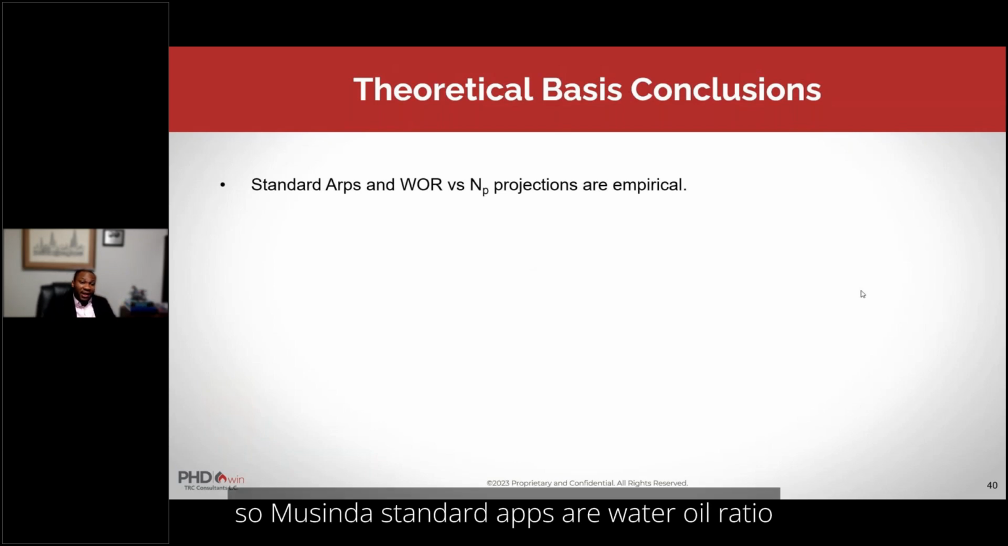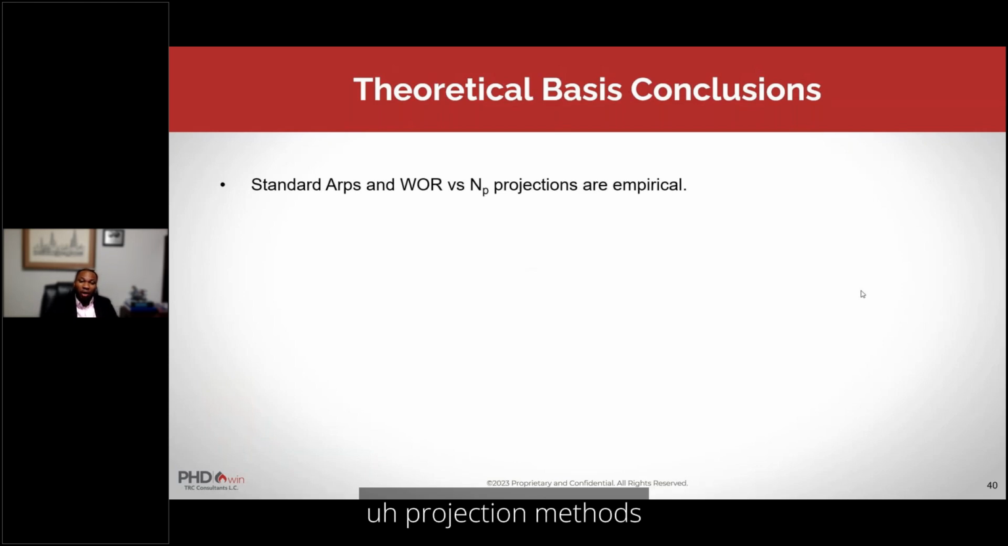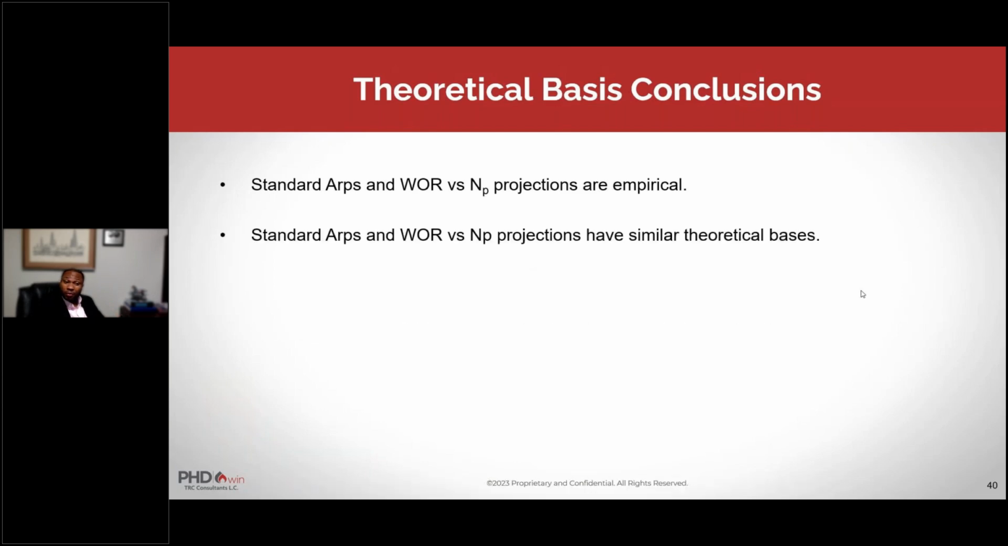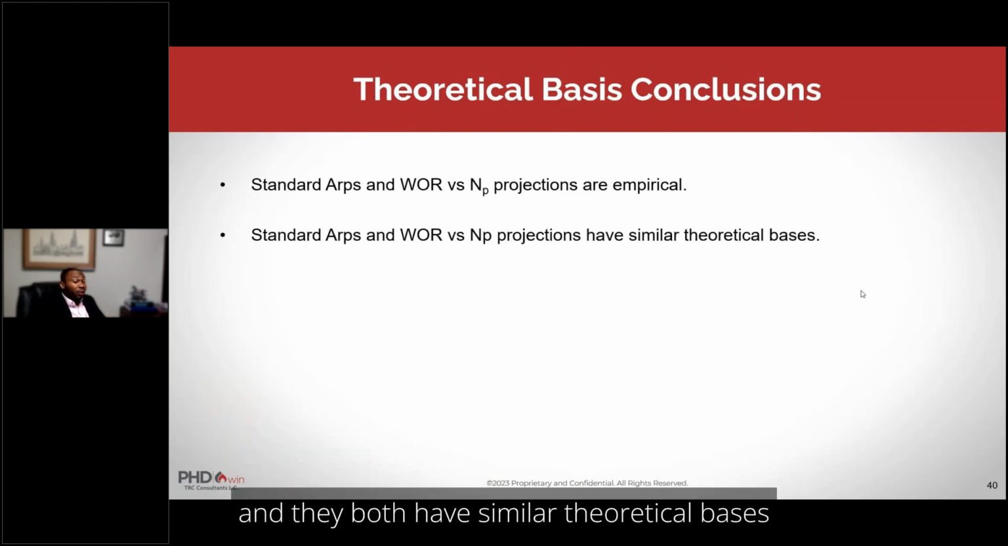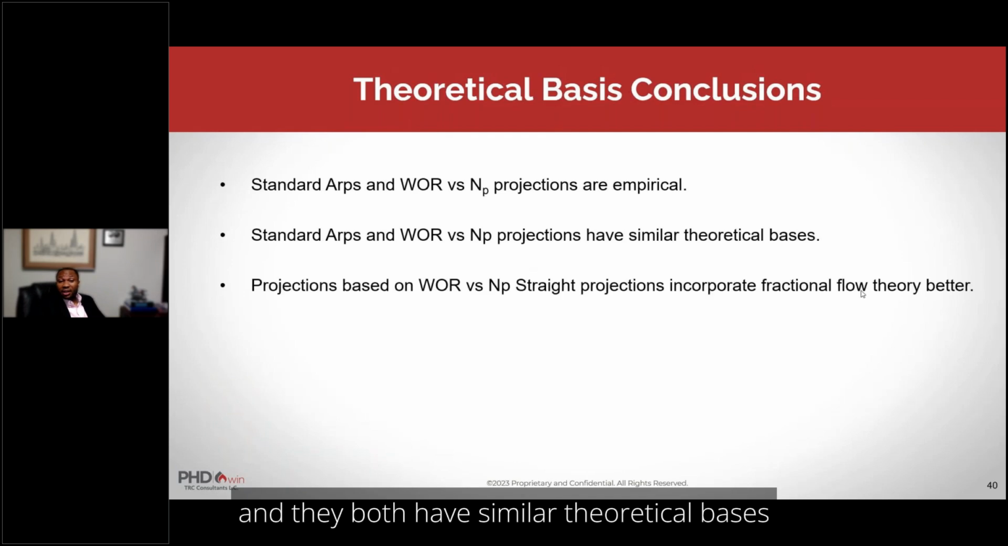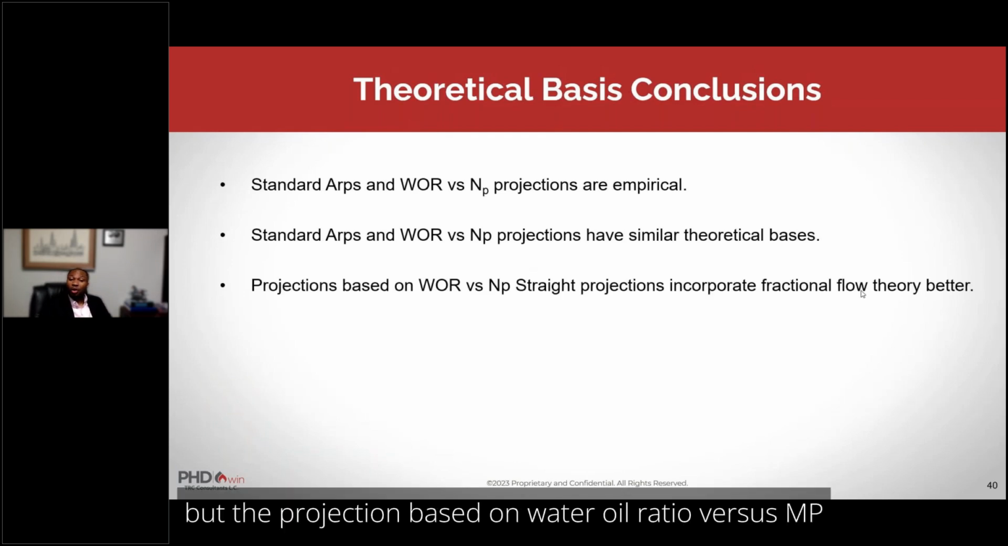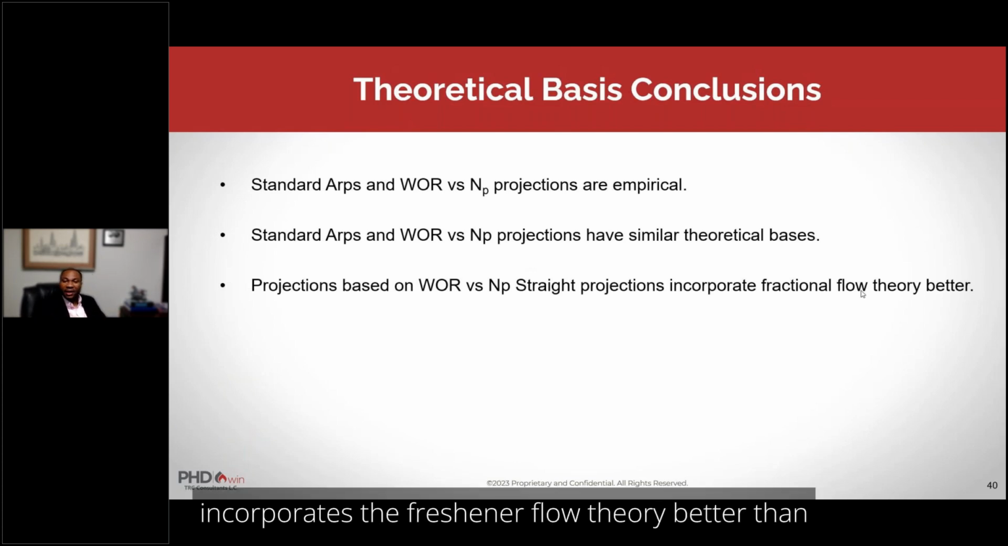We've seen that standard Arps and water oil ratio projection methods are both empirical, right? And they both have similar theoretical bases, but the projection based on water oil ratio versus Np incorporates fractional flow theory better than Arps. Arps doesn't even take that into account.